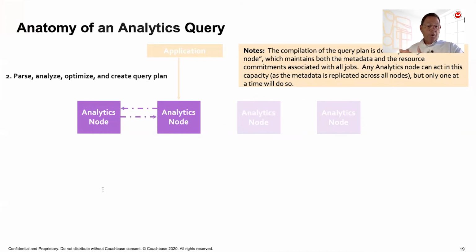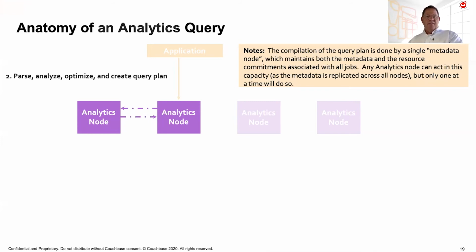Once that is done, the second step is to parse, analyze, optimize, and create a query plan. This query plan is done by a single node, which acts in the capacity of managing the metadata and the associated queries. It's not a single point of failure because any node can act like that. In practice, we will only have one do it at any given time because we want that node to know not only the requirements for the individual job that it's optimizing, but all of the existing requirements for the other jobs that are also running.